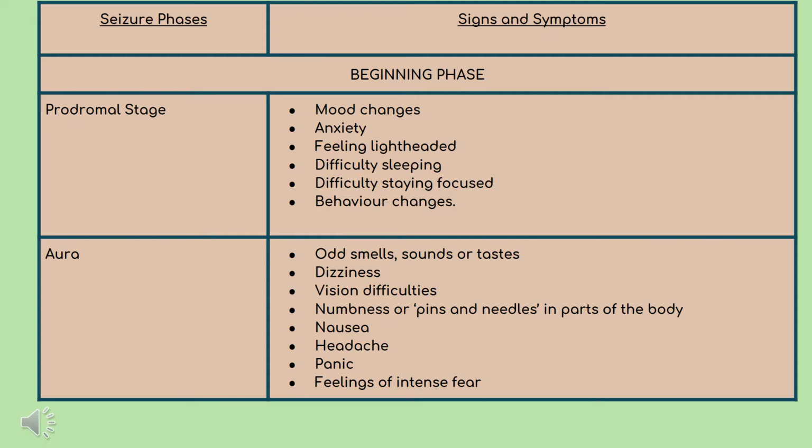So we have 3 seizure phases and their signs and symptoms. First, for the beginning phase, we have the prodromal stage and the aura. For the prodromal stage, signs and symptoms include mood changes, anxiety, feeling lightheaded, difficulty sleeping, difficulty staying focused, and behavioral changes. Aura includes odd smells, sounds or taste, dizziness, vision difficulties, numbness, nausea, headache, panic, and feelings of intense fear.